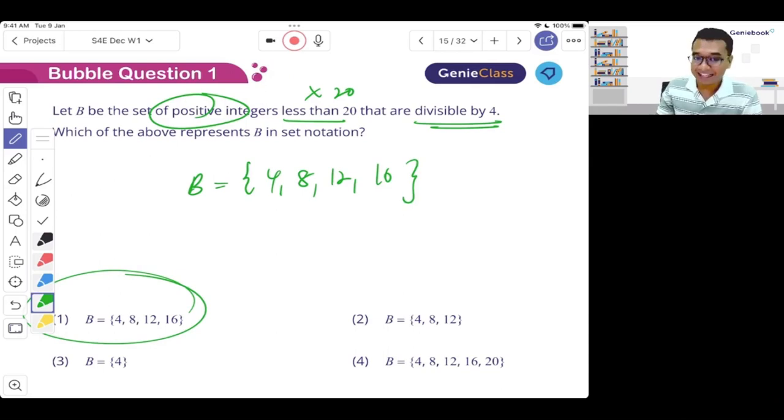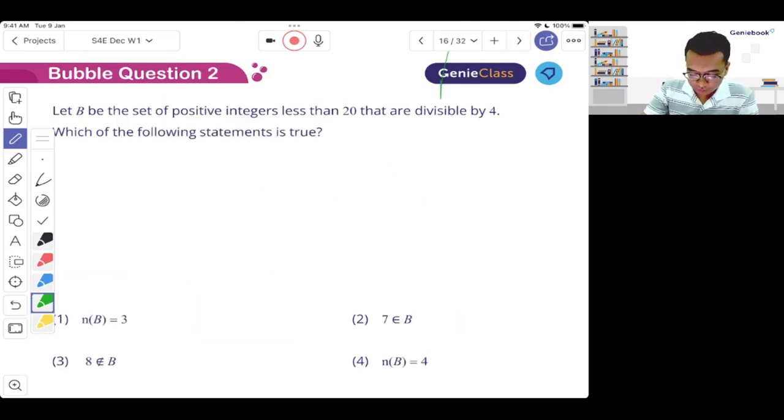So I want the set of positive integers. So not just 4, but everything from 4 to less than 20. Okay, so do take note. Now, let's move on to bubble question 2.